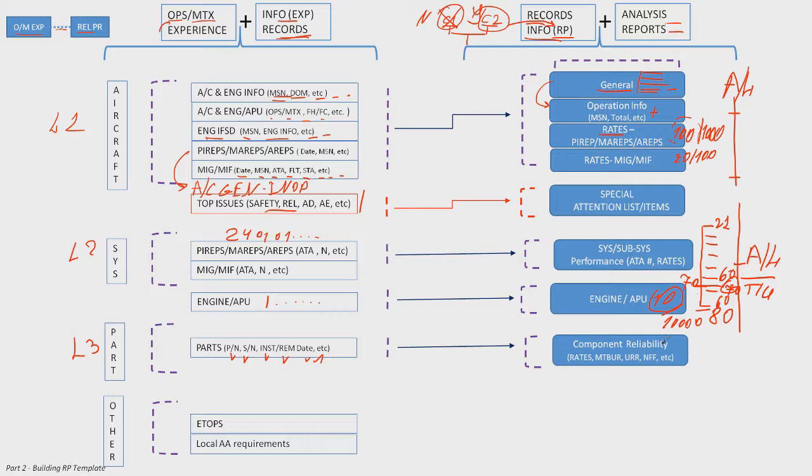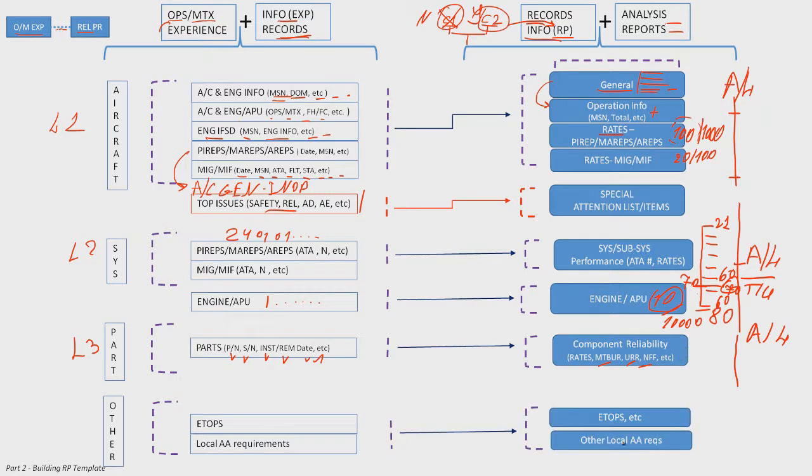Now, component reliability. You remember what we said here? We removed the AC generator. We have part number, serial number, installation date, removal date, flight hours, flight cycles. What we need to do is calculate MTBUR, URR, MTBF, MTTF, if we have some shop reports, NFF, etc. Definitely what we need also here are alert and target levels. We need also this information.